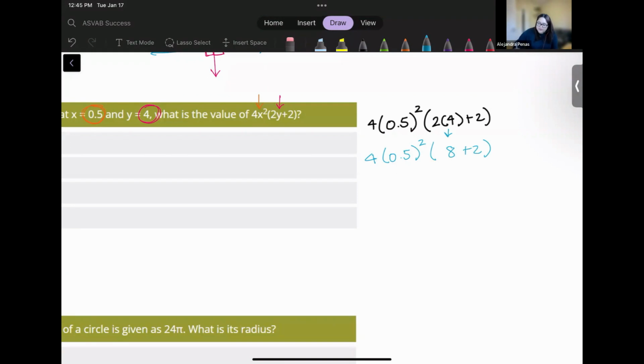All right, we still have a parenthesis, so now we need to take care of that. What are we going to get here?